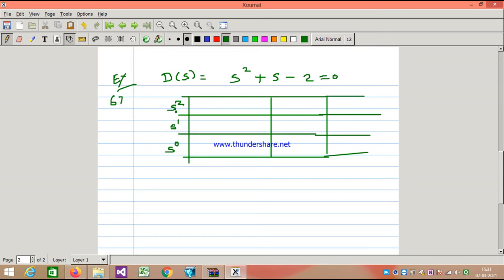Tell me, s2 means it is the even power, right, so it takes all the even coefficients. So this one is even, this one is even, that's why we are taking 1. The coefficient of x square is 1 and this coefficient is minus 2. Then s raised to 1 means it is odd. Let's take all the odd coefficients, that is a single one only, that is 1. There is no other odd coefficient, right.